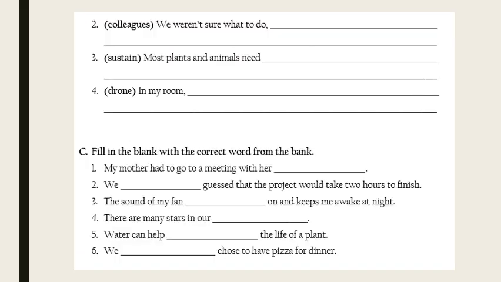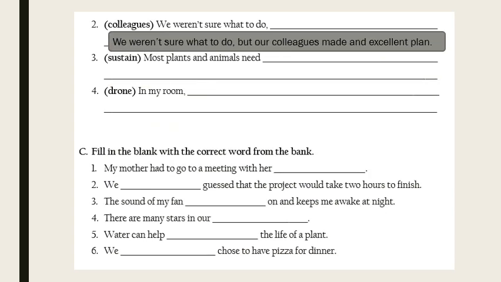With exercise B, we weren't sure what to do, so what did the colleagues do? The colleagues maybe came up with an excellent plan. We weren't sure what to do, but our colleagues made an excellent plan. Sorry, guys, here there's a mistyped word. Only an, not and, an excellent plan.